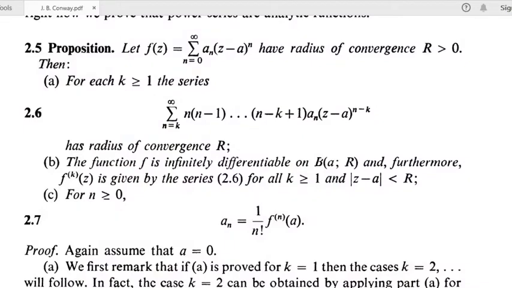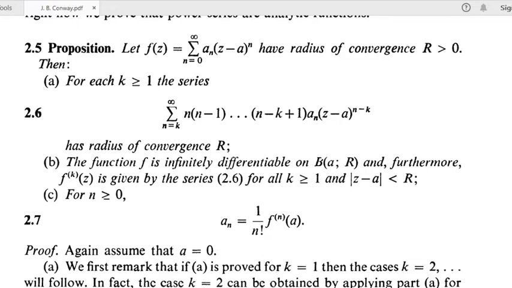Today we'll see Proposition 2.5a in chapter 3 of our textbook, and let's see how we can prove the same. For that, you can see what you have to prove as the statement of Proposition 2.5 here.